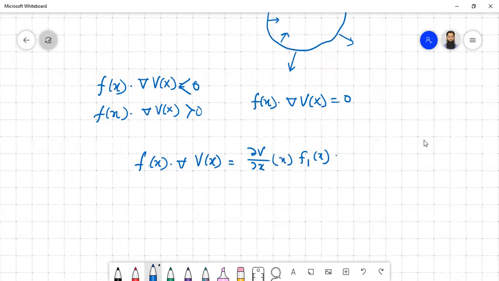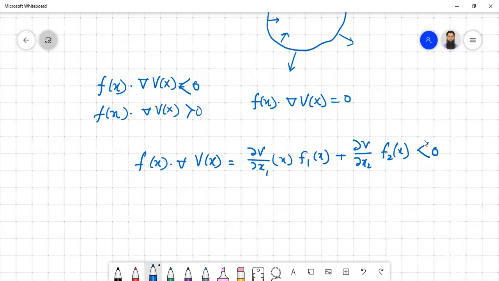Then plus the partial derivative with respect to the second parameter, that is del f by del x2, the component of f with x2. Now if this value is less than 0, that is, we are converging inside the surface. If this value is greater than 0, then we are actually diverging from the surface.